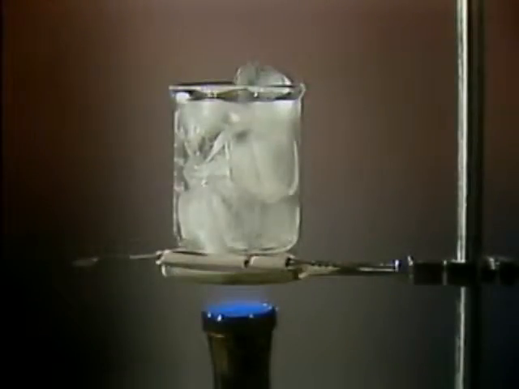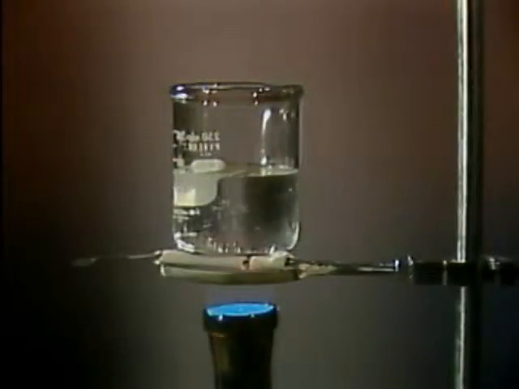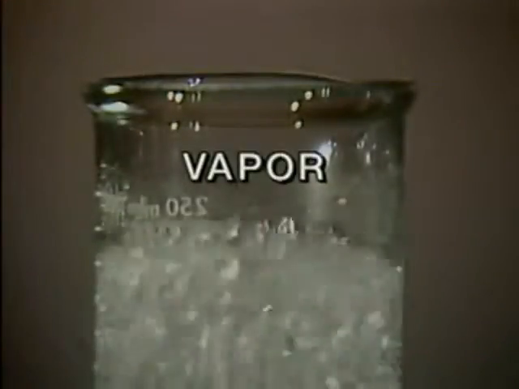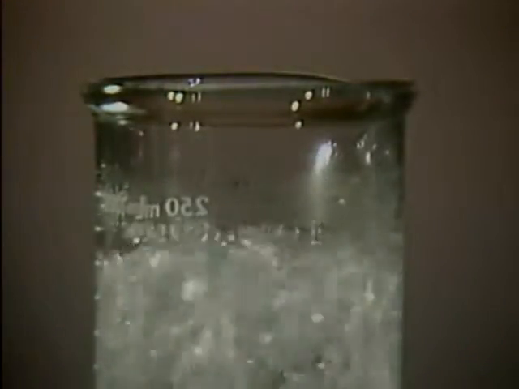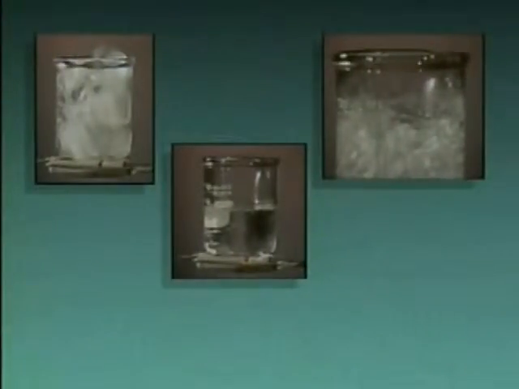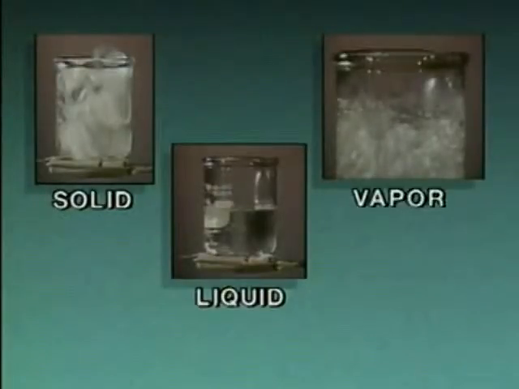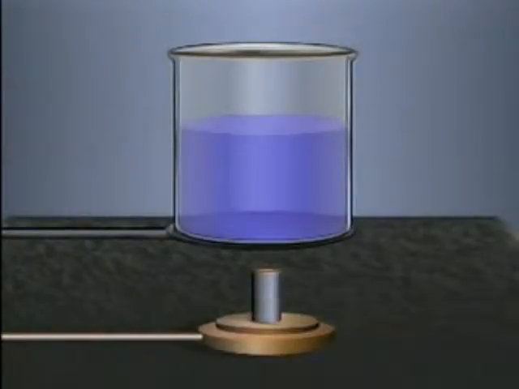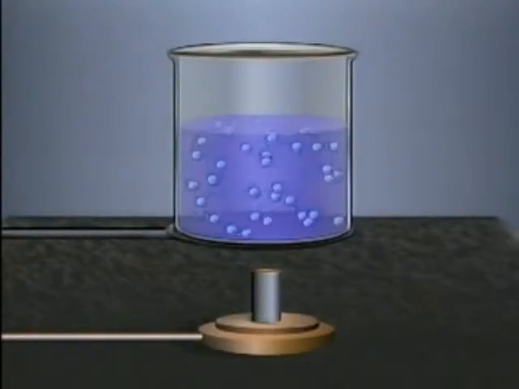Matter normally exists in one of three different forms or states: as a solid, as a liquid, or as a gas or vapor. The term vapor is often used to identify a gas that's created by heating a liquid. Most substances can exist in all three states of matter. For example, we usually think of water as a liquid, but water can also exist as a solid, ice, or as a vapor, steam. All matter is composed of very small particles called molecules.